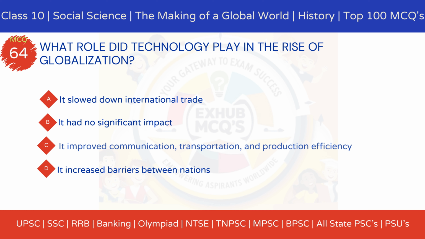Option A, it slowed down international trade. Option B, it had no significant impact. Option C, it improved communication, transportation, and production efficiency. Option D, it increased barriers between nations.